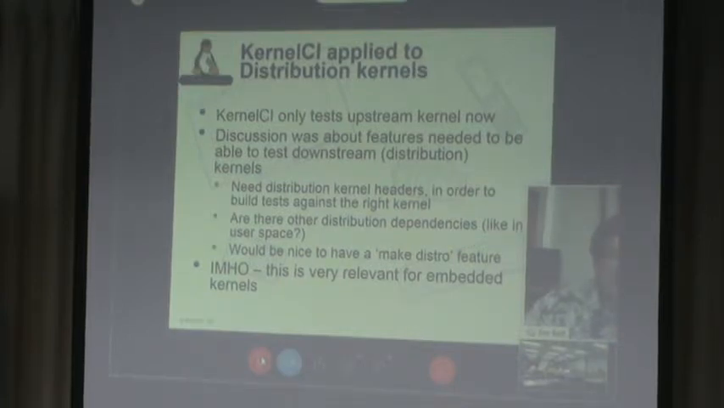So obviously you need the distribution. You need the kernel headers that go along with that distribution in order to build tests against the right kernel. And there are actually a bunch of user space dependencies that are required in order to build the test software correctly. It would be nice to have a make distro feature that was actually part of the kernel make tree. That was a very interesting feature that was requested, and some of the distribution people really thought that would be nice. I don't know if it's possible, but it would be nice.